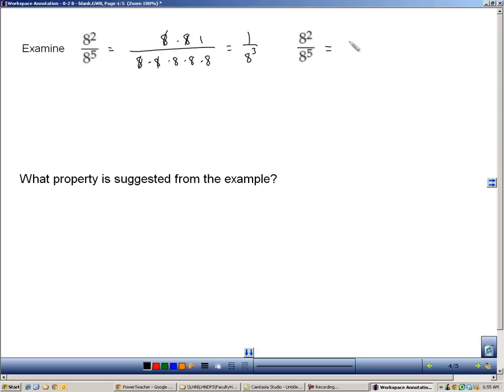Also, we know that when we divide bases that are the same, we subtract the exponents. 2 minus 5 is negative 3. So this also simplifies to x to the negative 3rd. So what we're saying is that x to the negative 3rd and 1 over x to the positive 3rd are the same thing. This leads us to our next property, which is the negative exponent property.